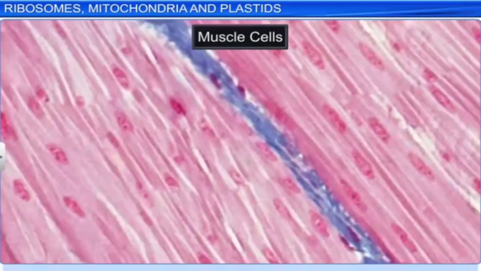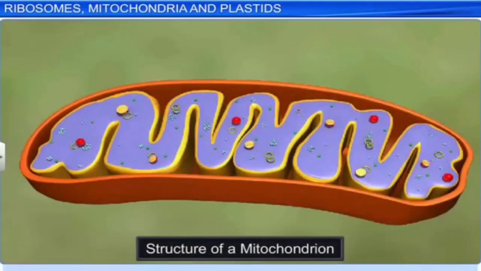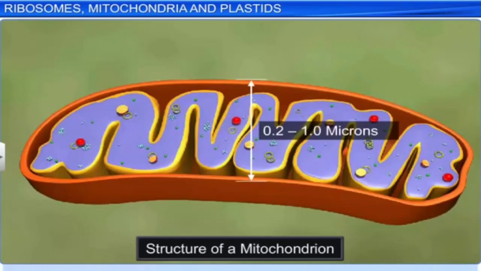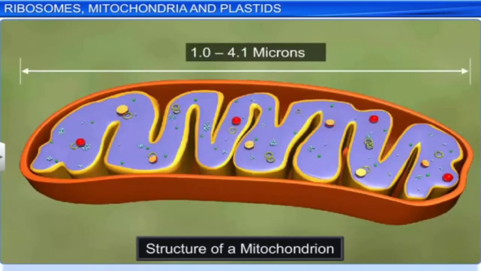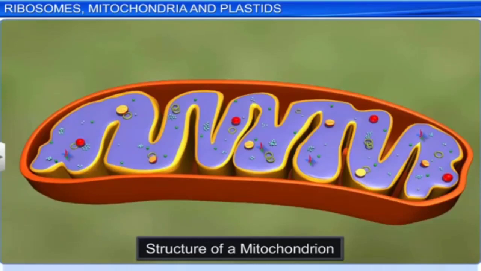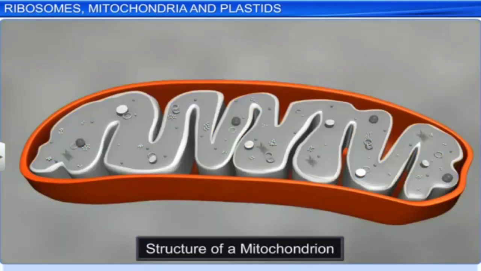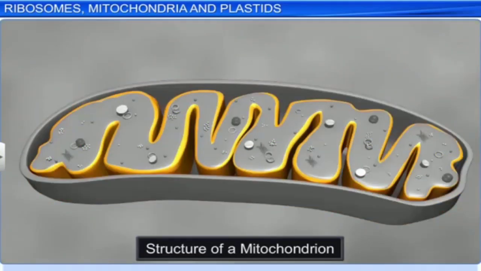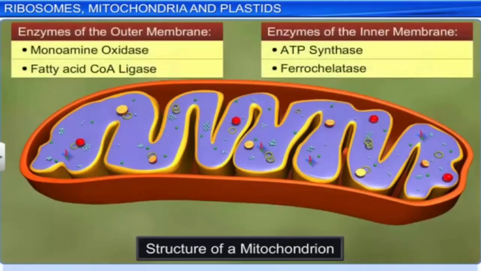Microscopic studies have revealed that a typical mitochondrion, which divides by fission, is sausage-shaped or cylindrical, with a diameter of 0.2 to 1 microns and a length of 1 to 4.1 microns. It is a double membrane-bound structure consisting of an outer membrane and an inner membrane, and each membrane has its own specific enzymes associated with the mitochondrial function.